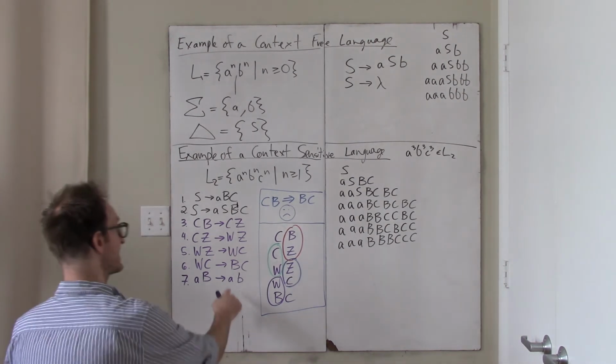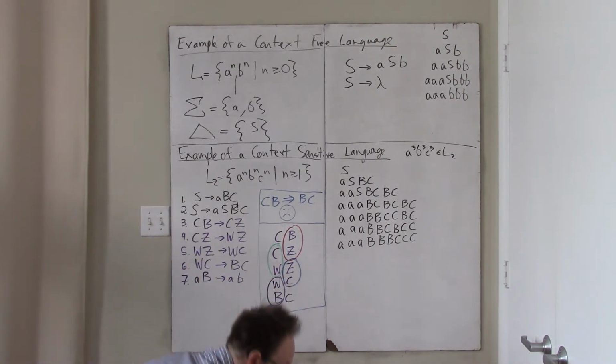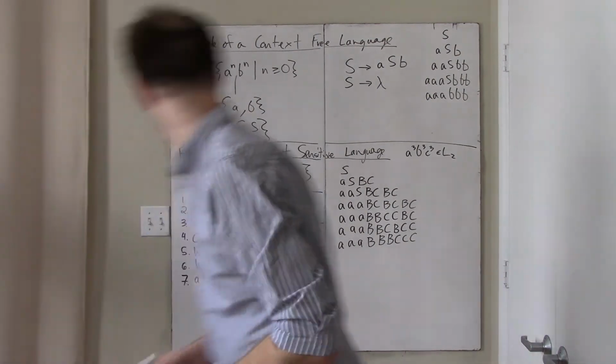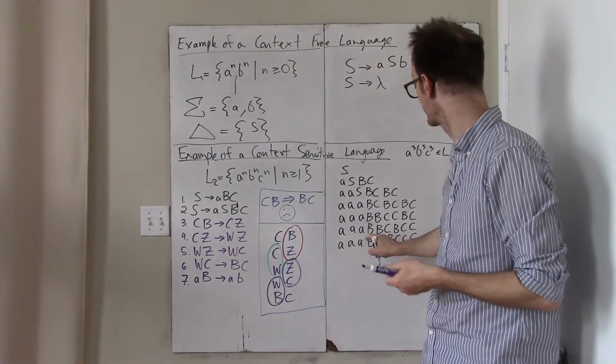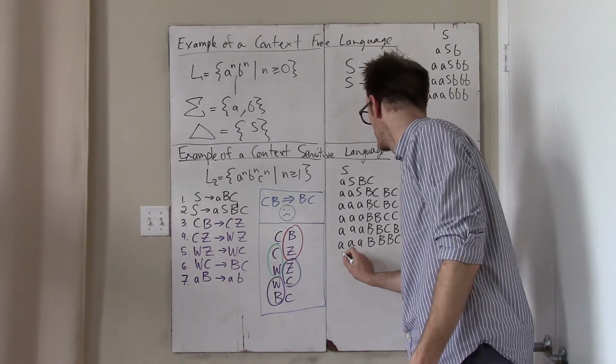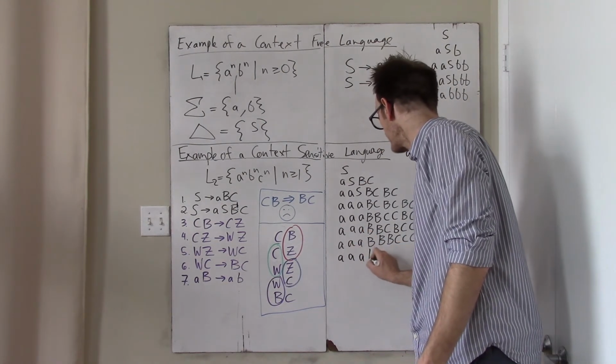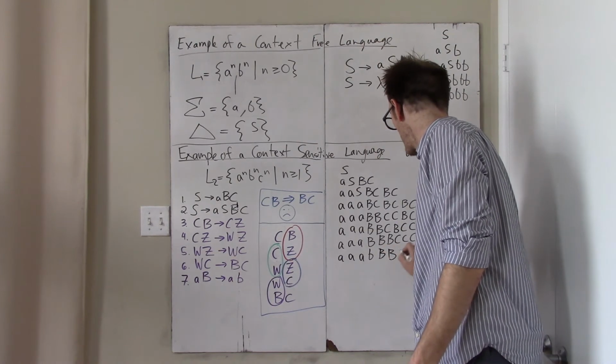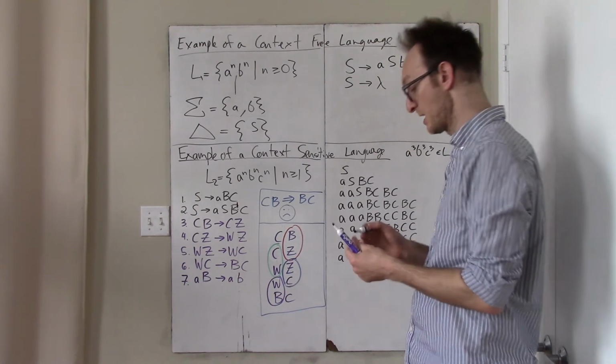Okay, all that this rule 7, if I'm doing this correctly, does is perform one function. It allows you to convert the first big B to a little b. Okay, so I apply that rule now.